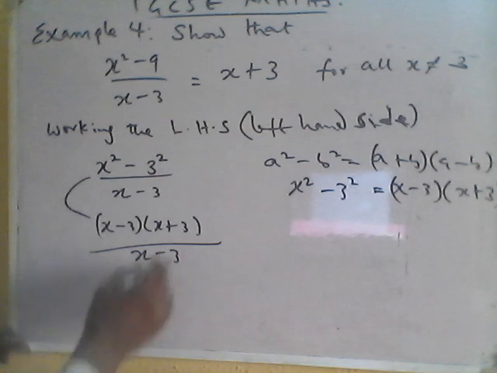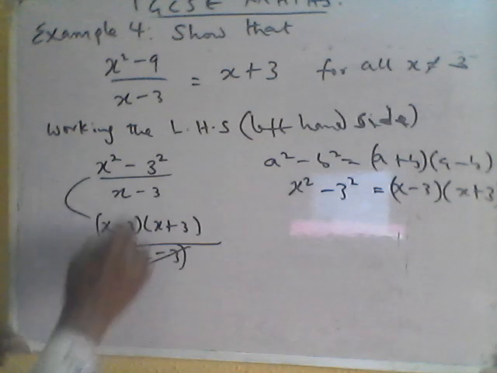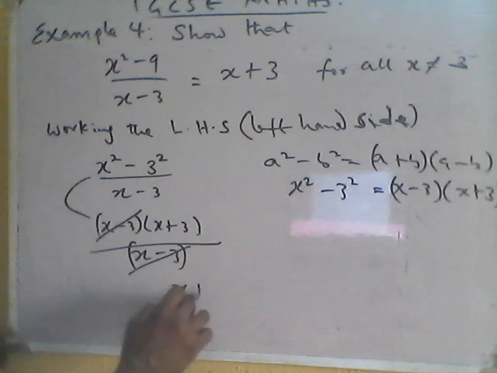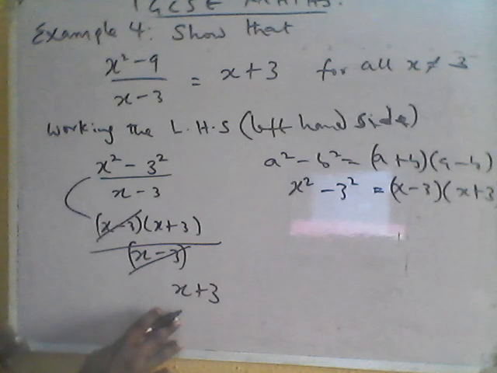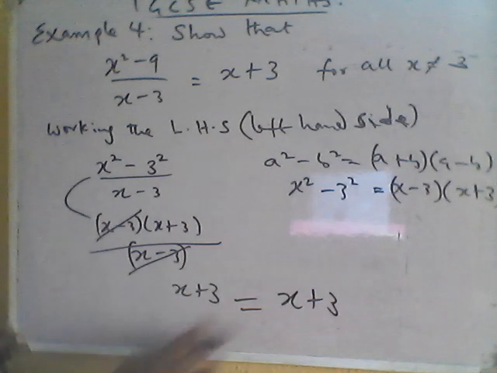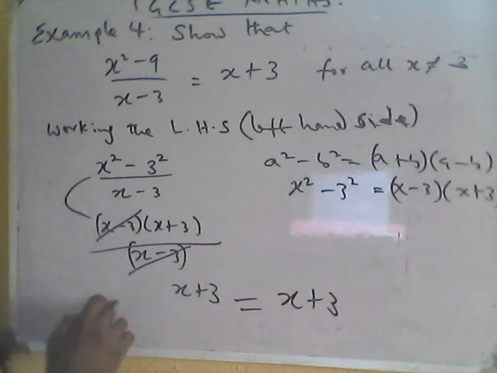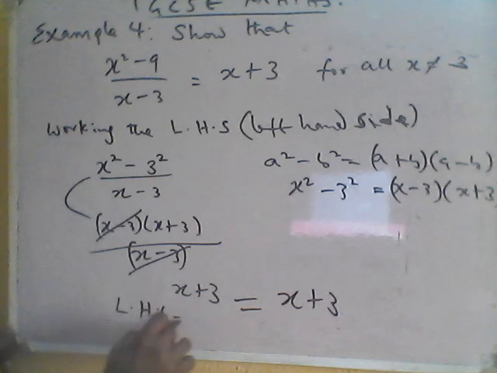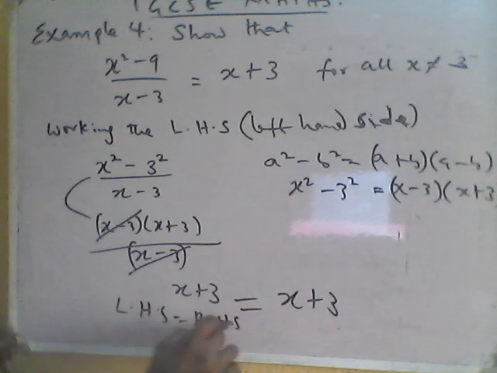Okay, so this can cancel this. So I have x plus 3 on the left hand side, which is still equal to x plus 3 on the right hand side. So since left hand side is equal to right hand side, the identity is verified.